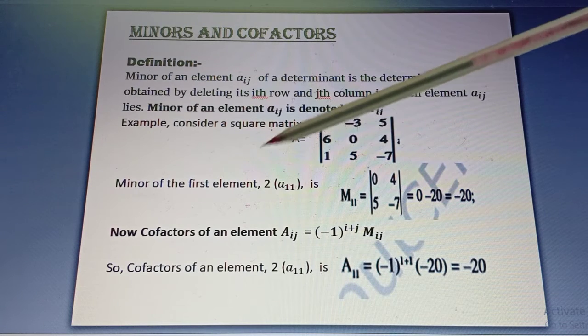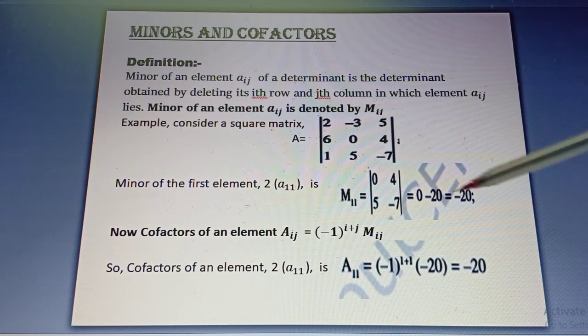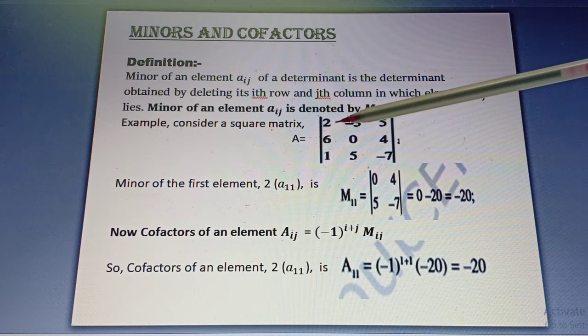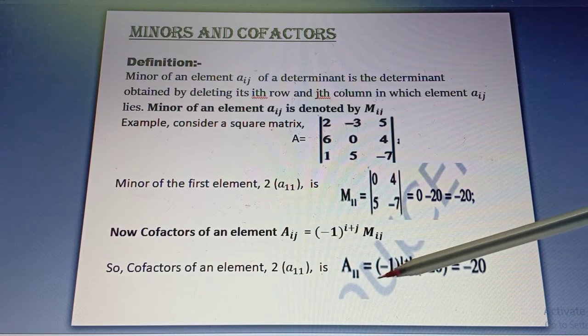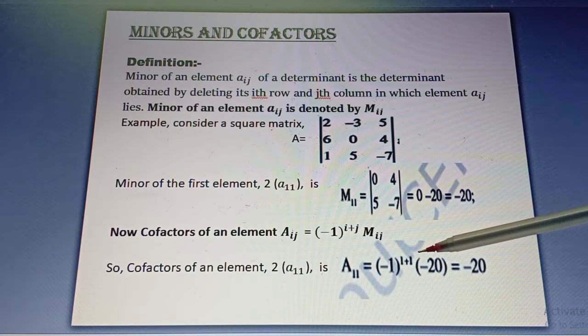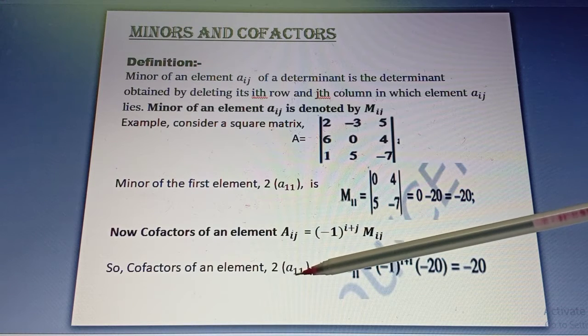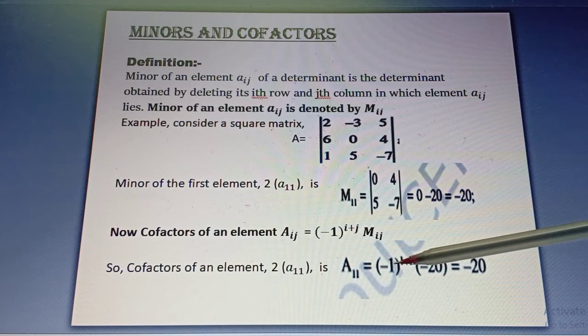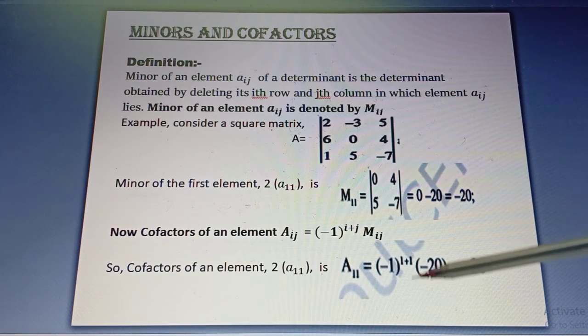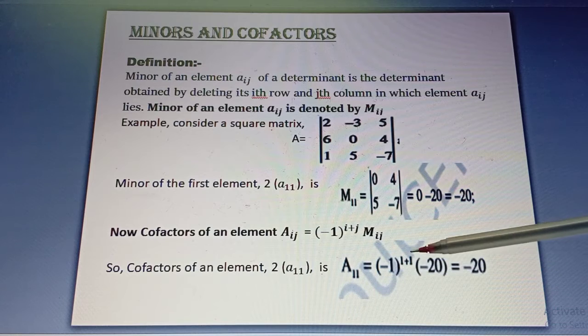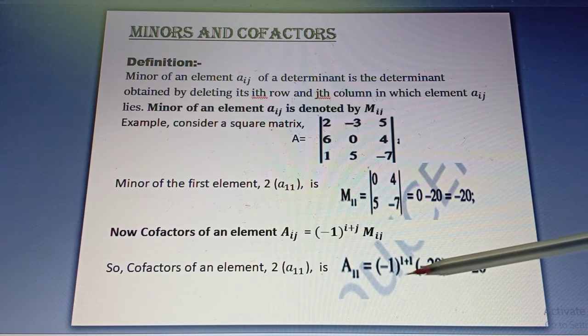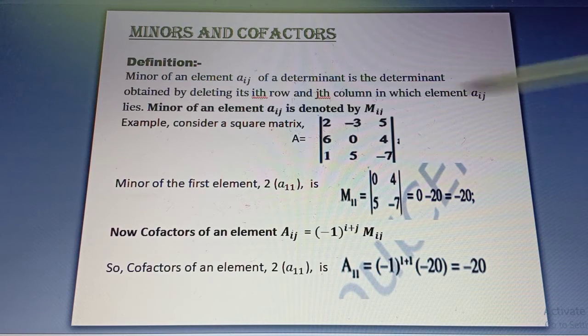Suppose in this determinant the minor of 2 we have got is minus 20. So what is the cofactor of 2? It lies in the first row and first column. So you have to do minus 1 to the power 1 plus 1, because its row number is 1 and column number is 1, into its minor. Minus 1 to the power 1 plus 1 is minus 1 square, it is plus, and plus into minus 20 is minus, so the answer is minus 20. So students, like this we can find out the minor and cofactor of each and every element of this determinant. I hope all of you understood.